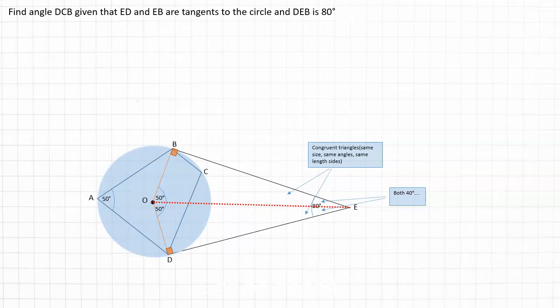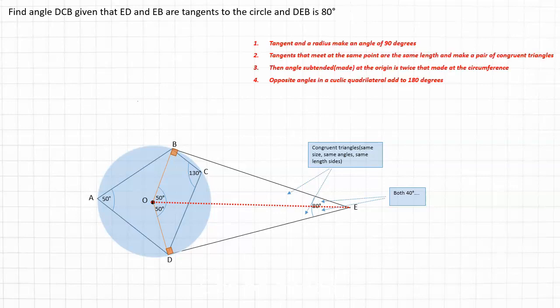This brings us to our fourth circle theorem. Opposite angles in a cyclic quadrilateral add to 180 degrees. A cyclic quadrilateral is one where the corners touch the circumference of the circle. In our case, we have an angle of 50 degrees, angle DAB. The opposite angle in our quadrilateral happens to be DCB, the angle we're looking for, so it must be 130 degrees because 130 degrees plus 50 degrees makes 180 degrees. Therefore, the answer to the question is 130 degrees.